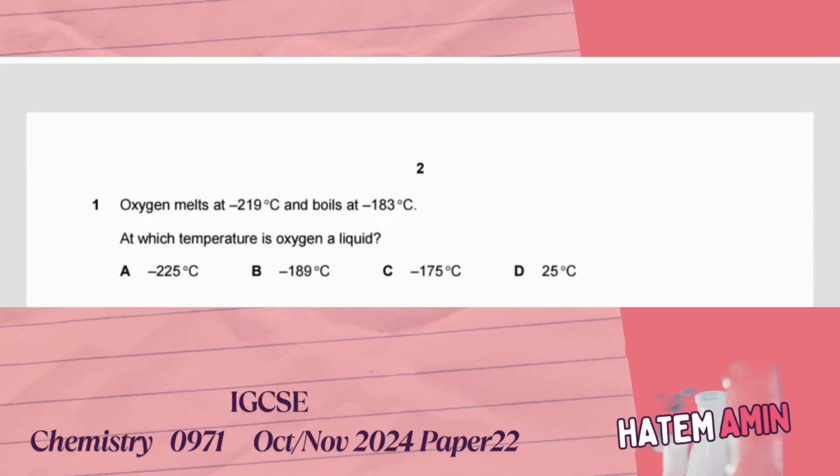Like what? Like the 25 degrees. We are talking about minus temperatures and we are talking about oxygen. So how can we use 25 degrees? So that one is excluded. What else is also excluded?